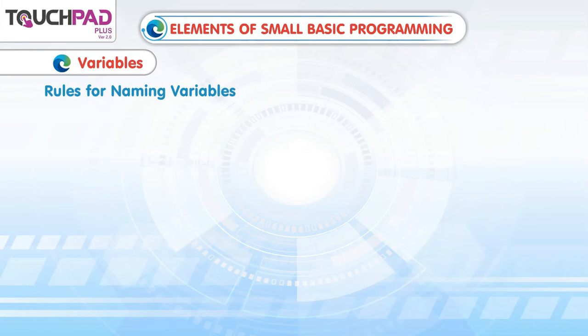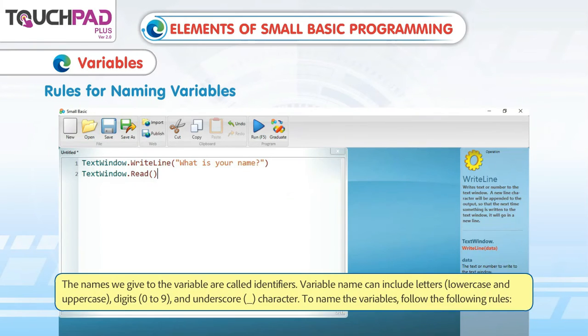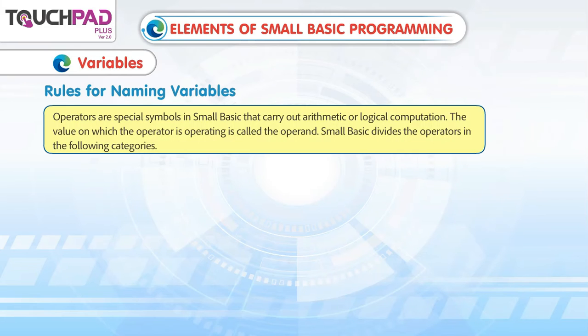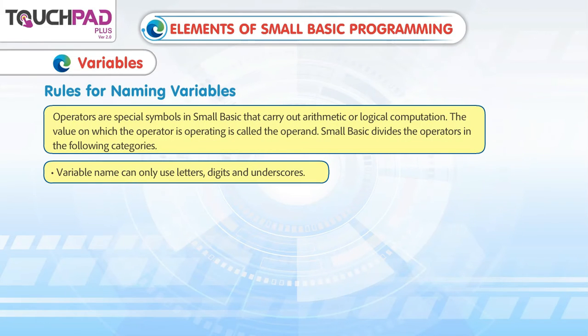Rules for naming variables. The names we give to the variable are called identifiers. Variable name can include letters, lowercase and uppercase, digits 0 to 9 and the underscore character. To name the variables, follow the following rules. Variable name should always start with a letter or underscore. Variable name can only use letters, digits and underscores.